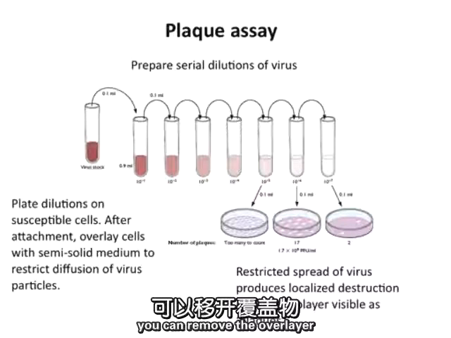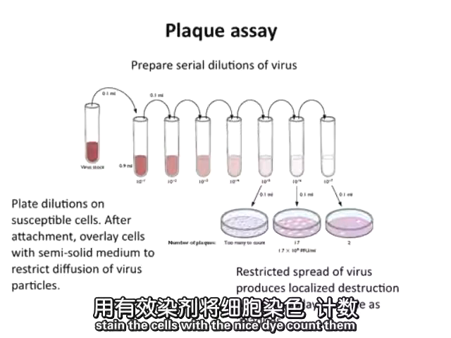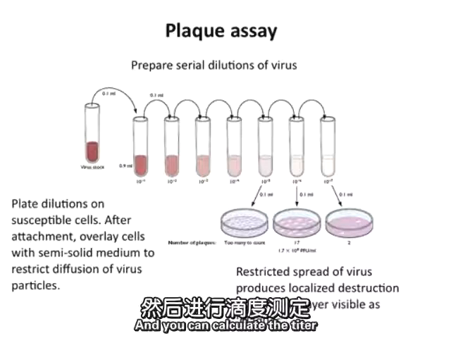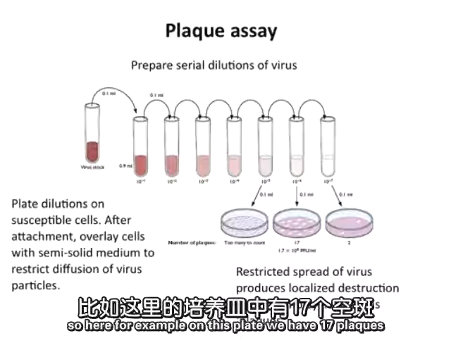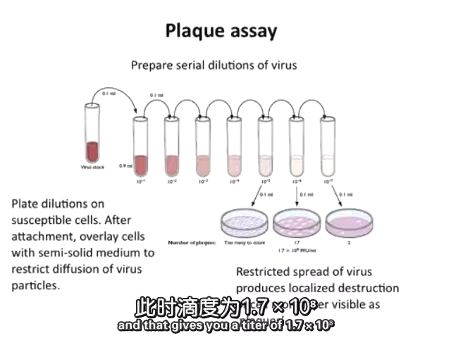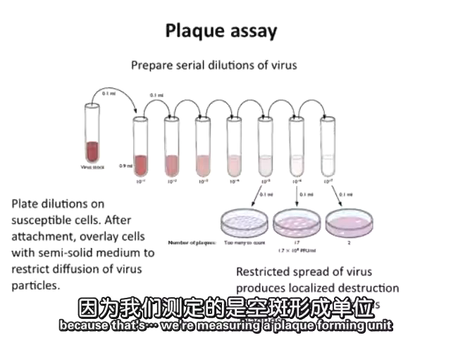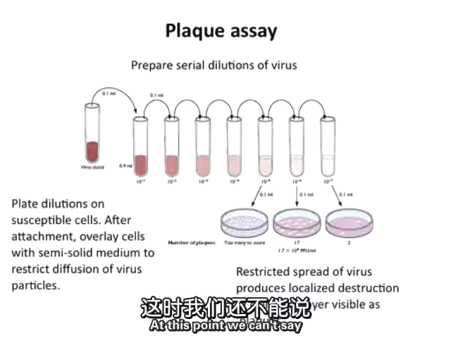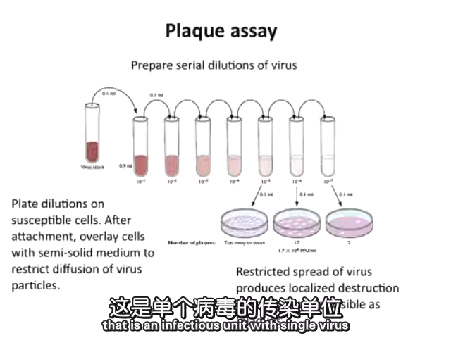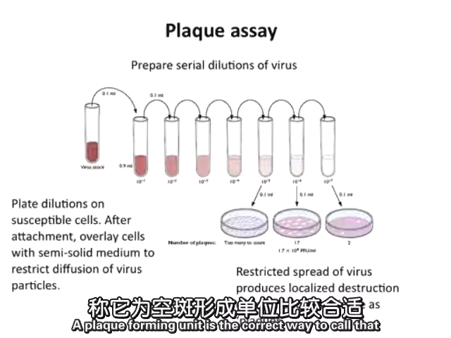You can remove the overlay, stain the cells with a nice dye, count them, and you can calculate the titer. So here, for example, on this plate we have 17 plaques. And that gives you a titer of 1.7 times 10 to the 8th plaque-forming units per ml, PFU per ml, because that's what we're measuring, a plaque-forming unit. At this point, we can't say that this is an infectious unit or a single virus. A plaque-forming unit is the correct way to call that.